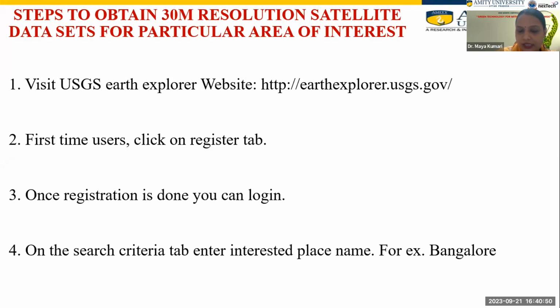Once the registration is done, you can log in, and in the search criteria, you have to type the name of the place for which you want to download. Like if I want to download any satellite image pertaining to Bangalore, I have to type Bangalore.